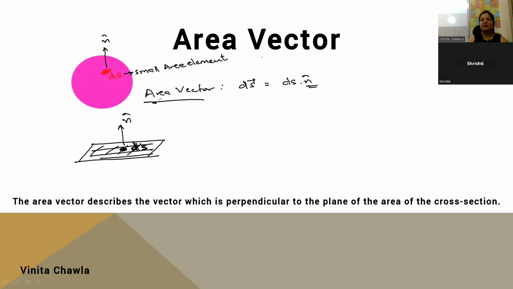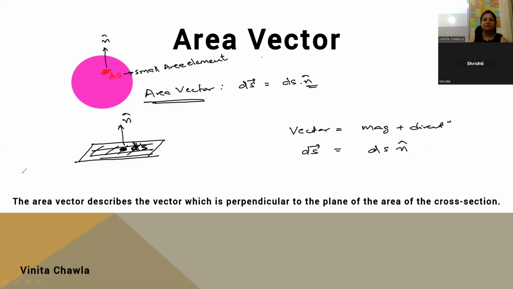So area vector can be written as, how do we write a vector? We write a vector as magnitude plus direction, right? This is how we write. And for area vector, its magnitude is ds, and this ds lies on the plane we are considering or the surface we are considering, and its direction is always perpendicular to the surface. Okay. Is this clear?